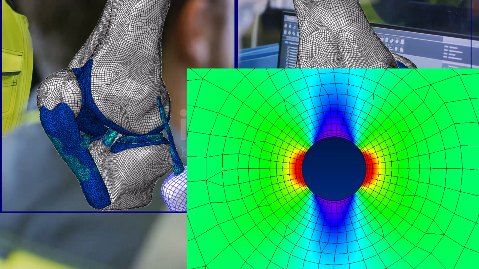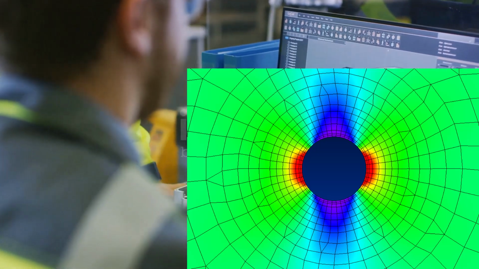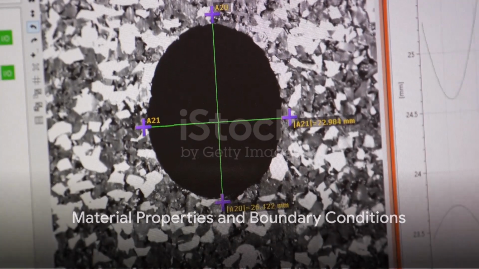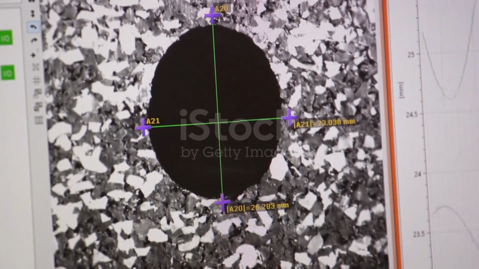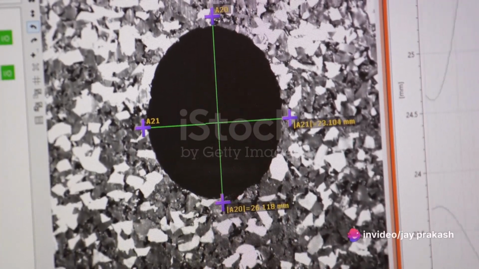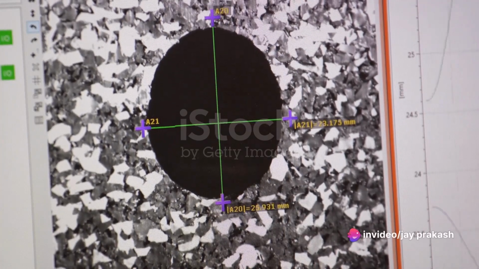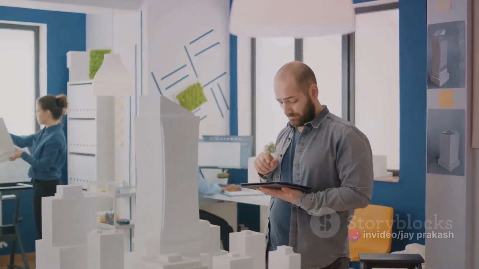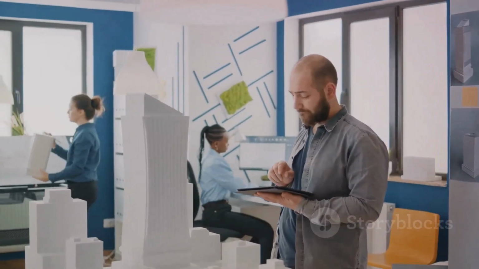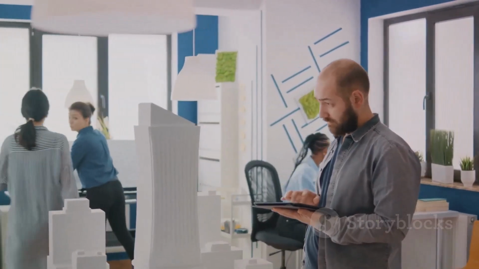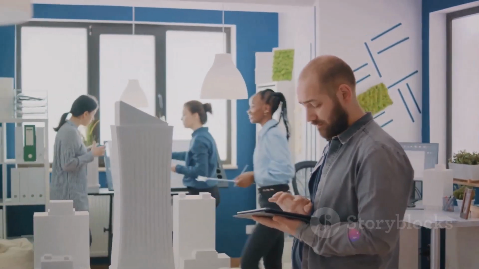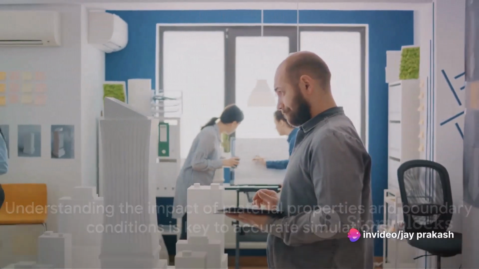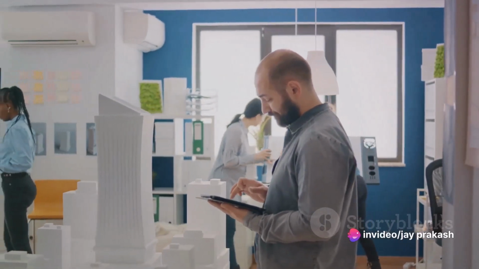With a well-meshed model, we can now focus on material properties and boundary conditions. Accurate material properties and carefully applied boundary conditions are integral to realistic simulations. Material properties like elasticity, plasticity, and others, when correctly inputted, provide a reliable foundation for your analysis. Boundary conditions, including supports, loads, and restraints, serve to mirror the conditions of the real world within your simulation. It's not about merely setting these parameters, but understanding their impact and adjusting them for optimal results.